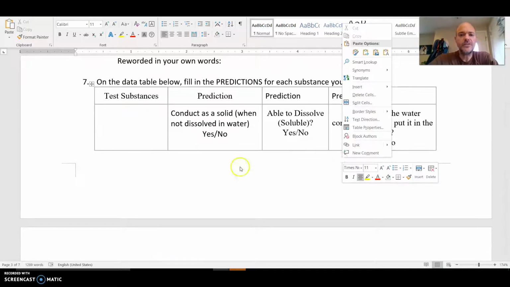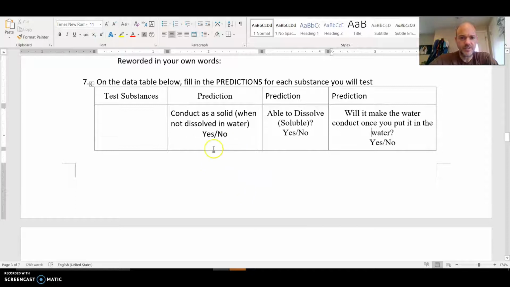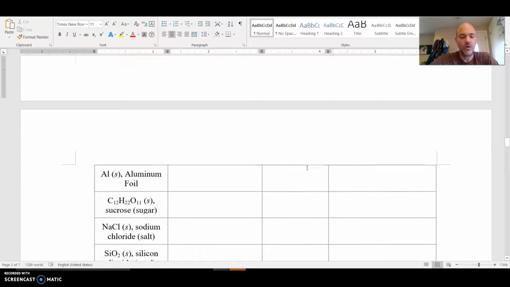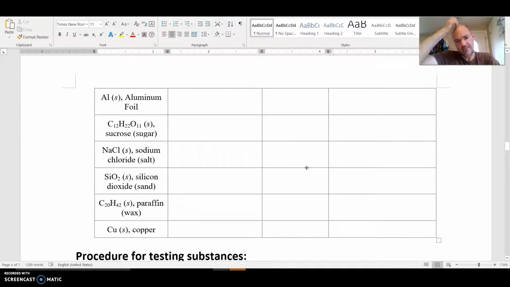So those are 3 things that we're really thinking about here. I want you to fill in your predictions for each substance you will test. Will it conduct as a solid? Will it be able to dissolve? And will it conduct electricity through water once it's in the water? So you have these 6 things right here: aluminum foil, sugar, sodium chloride, which is table salt, silicon dioxide, which is sand, paraffin wax, and copper. So copper, you could just use a penny if you wanted to, because it's copper plated. That would work for that.